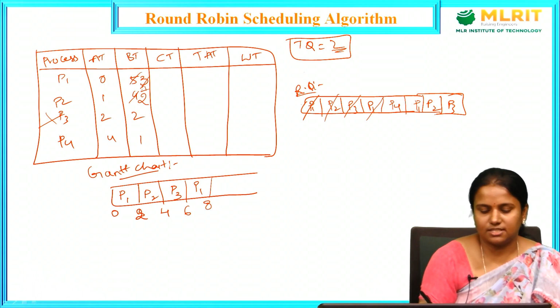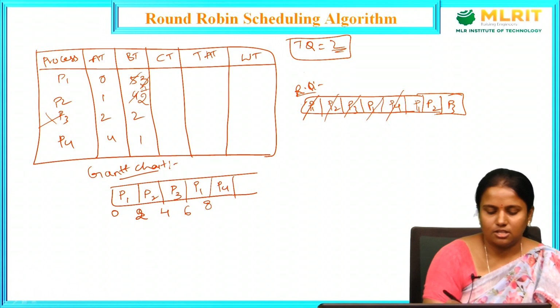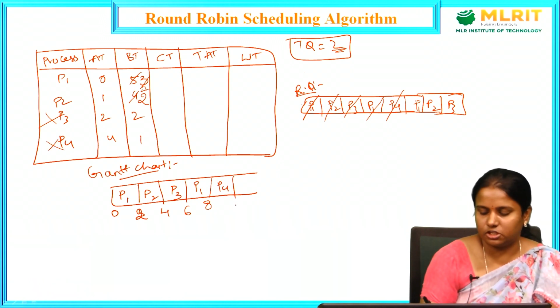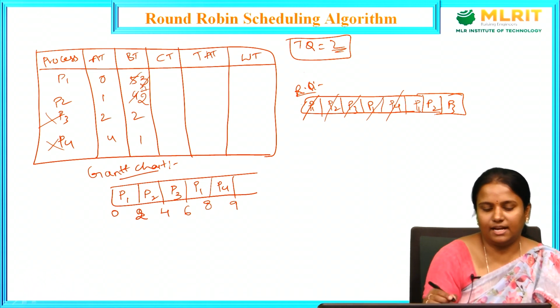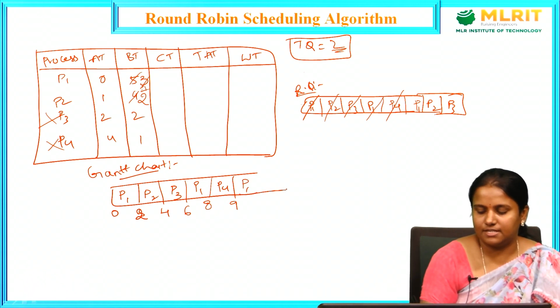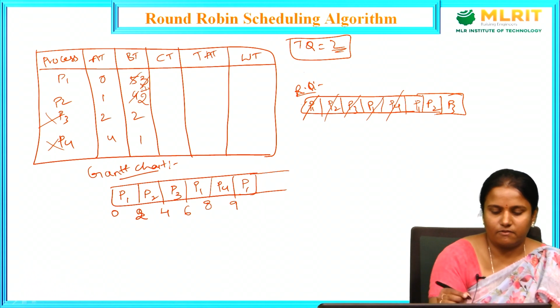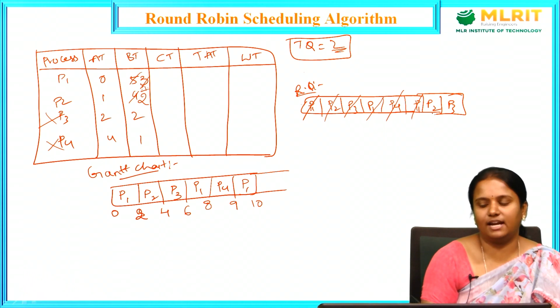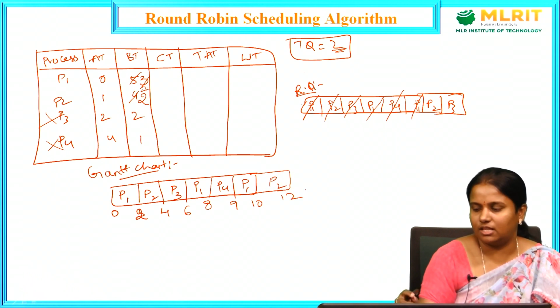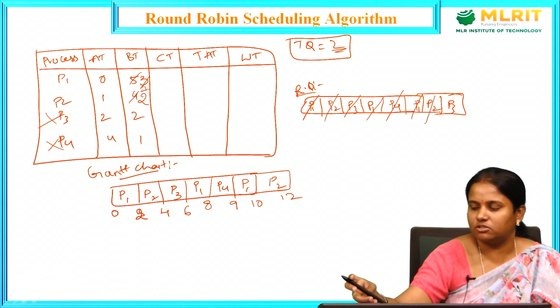Next, which process is waiting? P4, with burst time 1. So P4 also completes its execution. 8 plus 1 is 9. Now which process is waiting? P1 is waiting with the burst time 1. So 9 plus 1 is 10. Next, which process is waiting? P2 with the burst time 2. 10 plus 2 is 12. Already P3 completed, so no need of taking it.